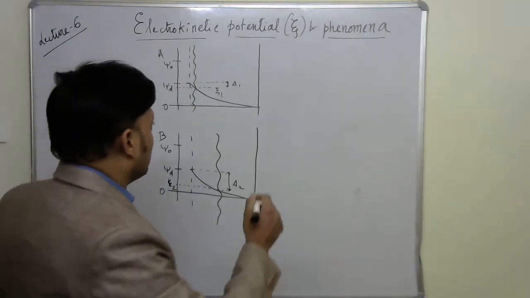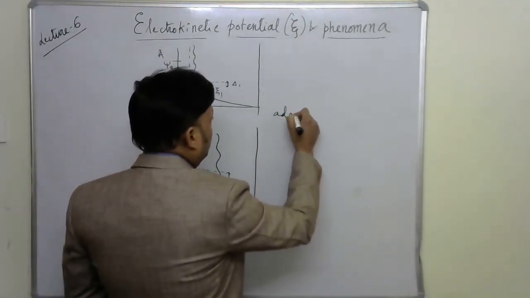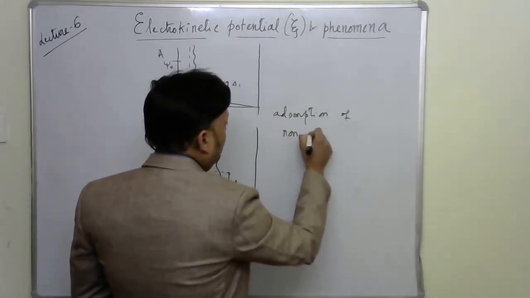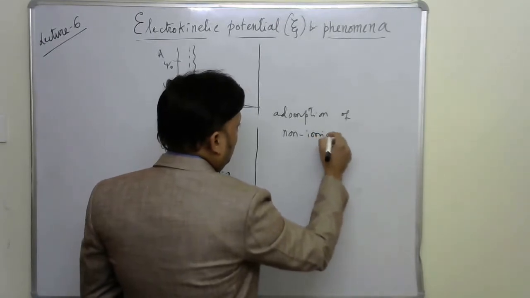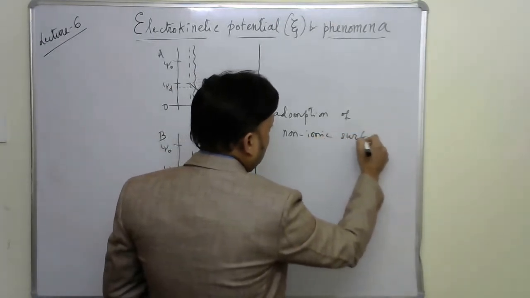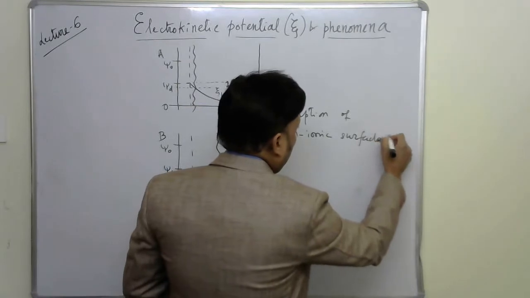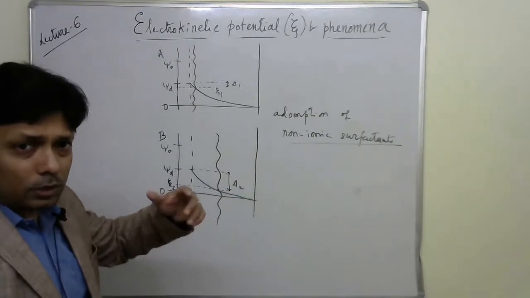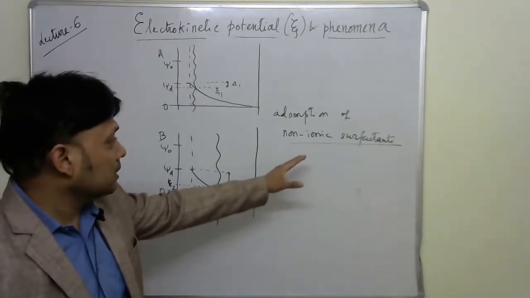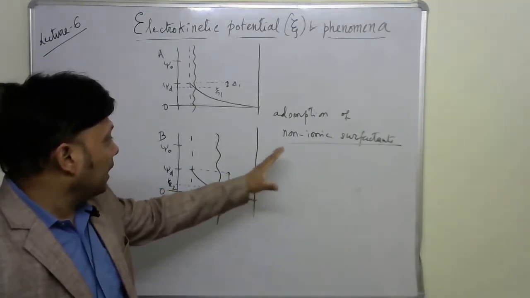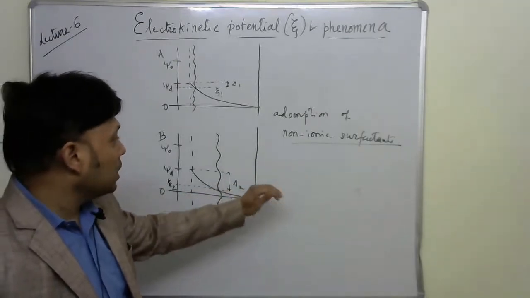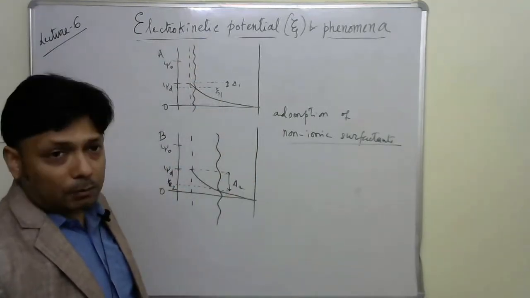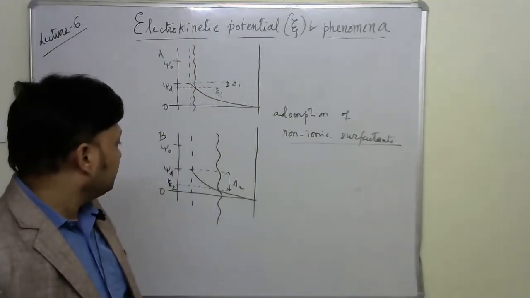So this happens due to some adsorption of non-ionic surface active agents. In other words, they are called surfactants. What happens is that they screen the charges. So they are surfactant molecules, and we'll come to that later, what surfactant agents are. But they do not add anything to the potential because they are not charged, but they manipulate the position of the slipping plane. So due to that, this happens.